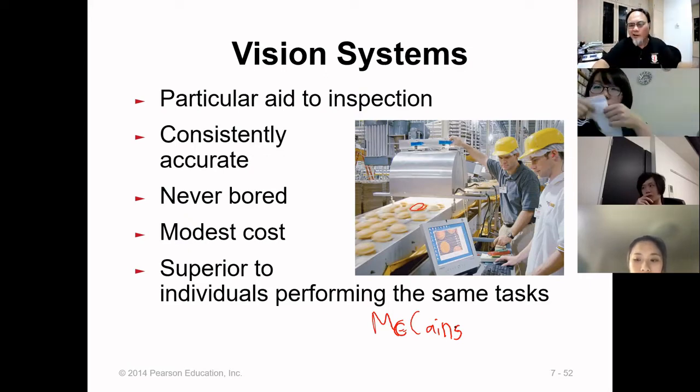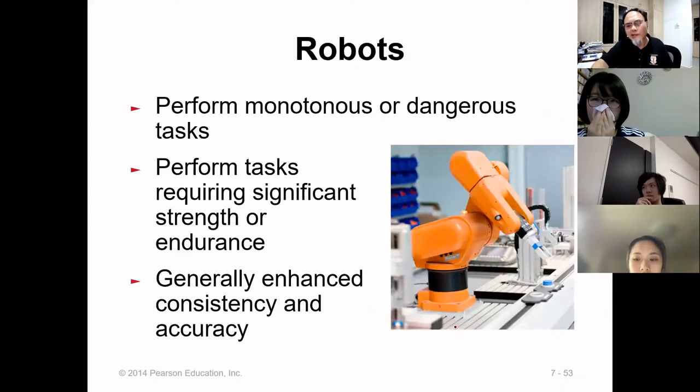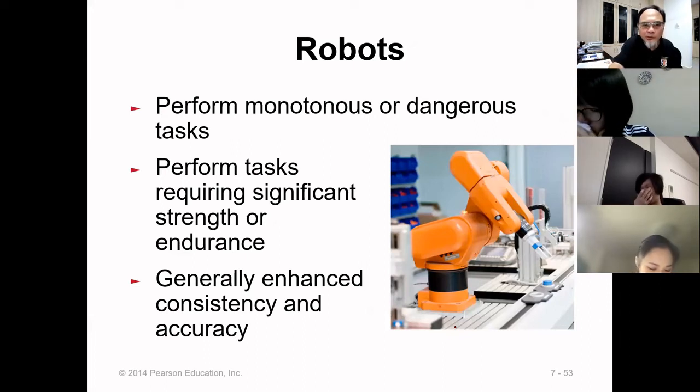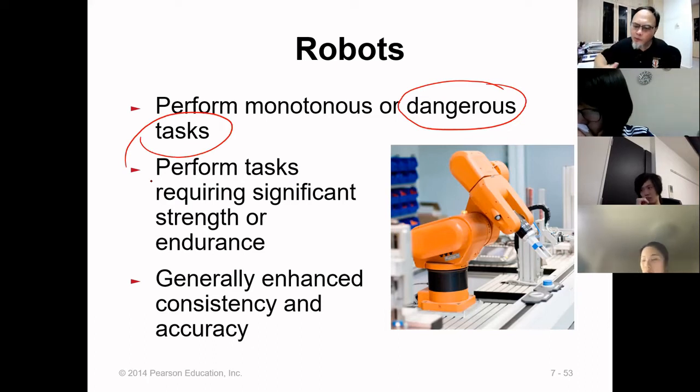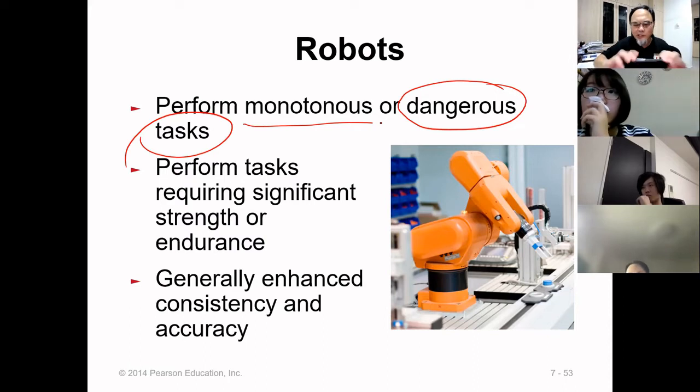Today more, definitely more. And robots, because of robots. Robots are important because you are going to have some dangerous jobs, so let the robot do the job. Robots can do dangerous or monotonous jobs. Monotonous means the same thing, same, like the worker doing the inspection. Monotonous means very boring. So you let robots do that job.